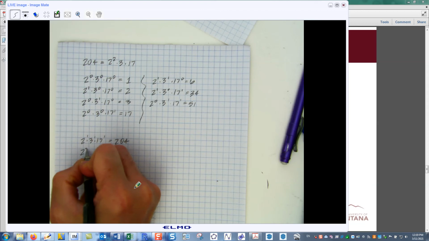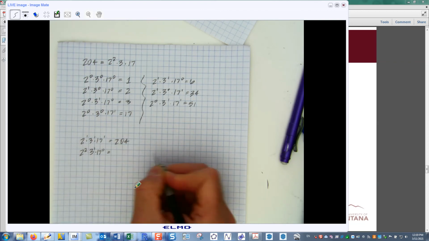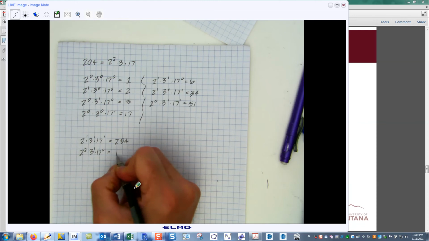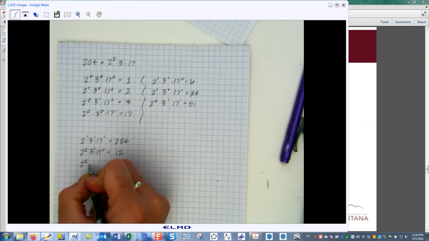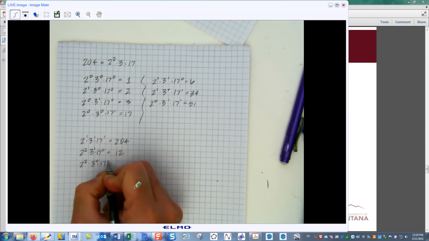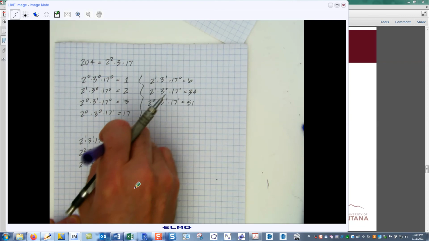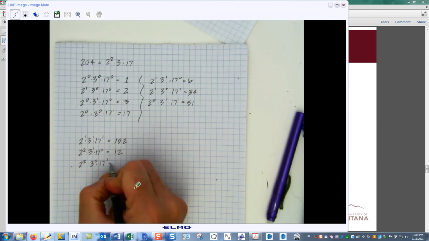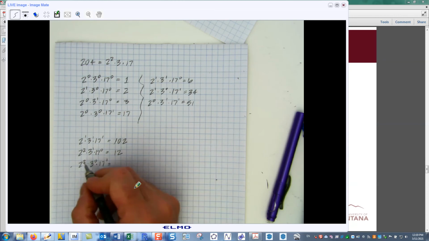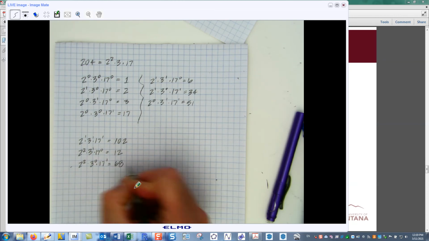What about if we had 2 to the second times 3 to the first times 17 to the 0? So that's going to be 4 times 3 or 12. We could also do 2 to the second times 3 to the 0 times 17 to the first. Oh, and I got that wrong earlier. This is not 204, it's 102. Sorry, you can tell I'm not watching my notes. Let's see. So 4 times 17 is going to be 68.